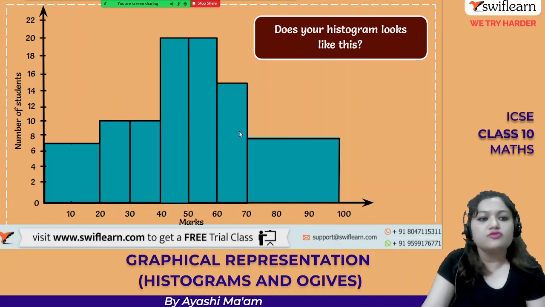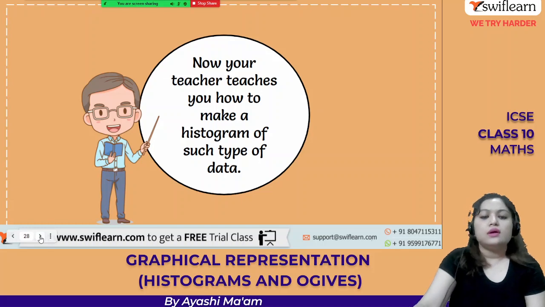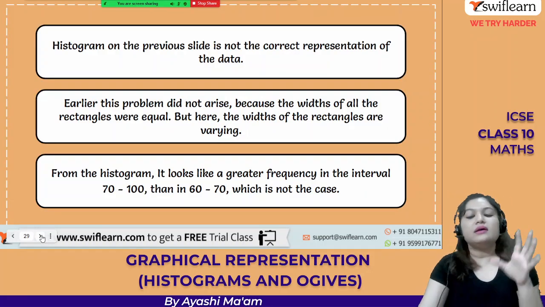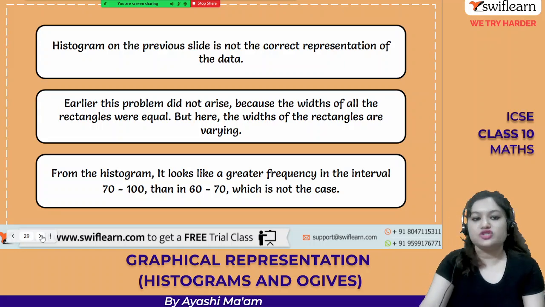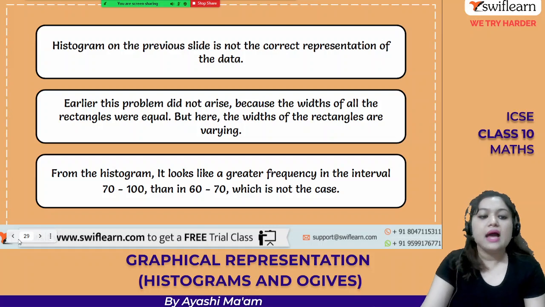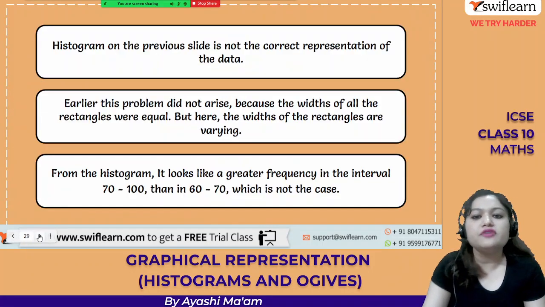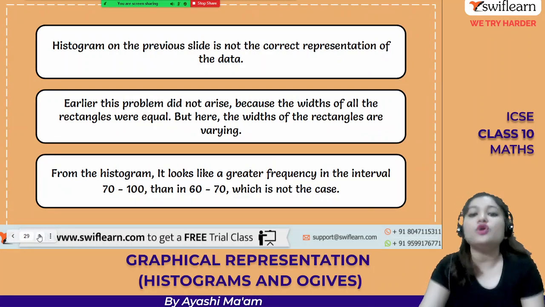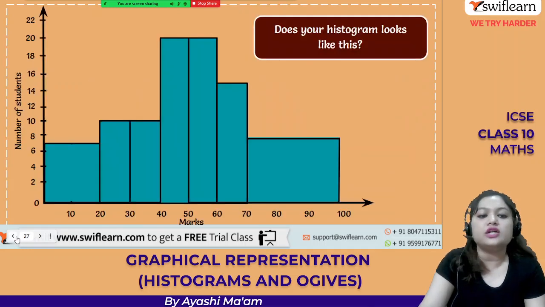Yeah, so they have drawn the rectangle up to 8 from 70 to 100. Okay, now what will happen, there is some problem with this. This is not a correct representation. Why? Because here the rectangles are of different widths. The widths of all the rectangles are varying over here. But previously the widths of all the rectangles were equal, right?